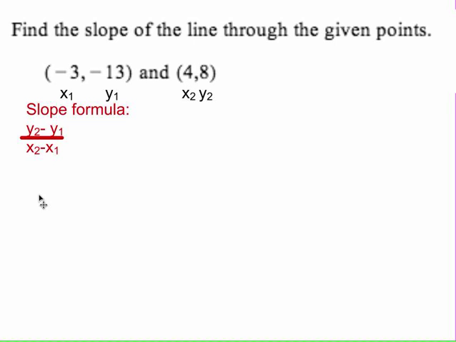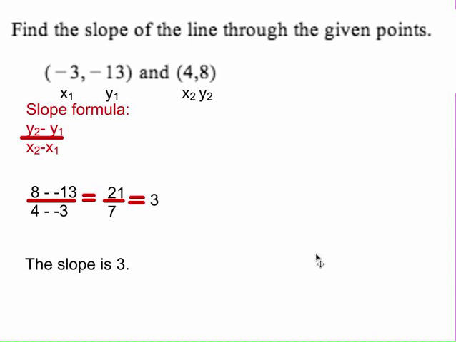Next step, plug in everything into our formula. So we have 8 minus a negative 13 and 4 minus a negative 3. 8 minus a negative 13 is 21. 4 minus a negative 3 is 7. 21 over 7 is a positive 3. So our slope is 3.